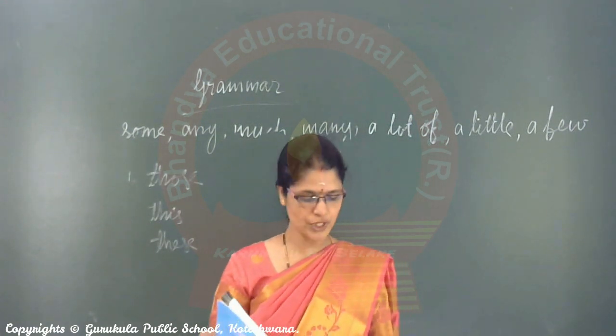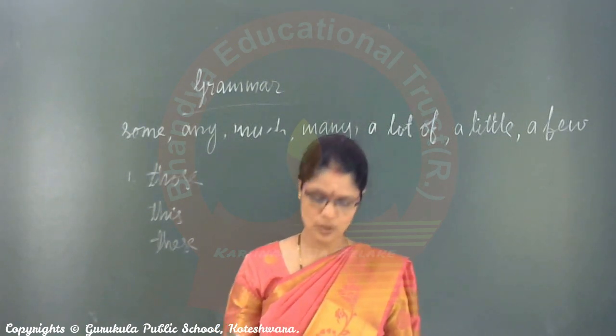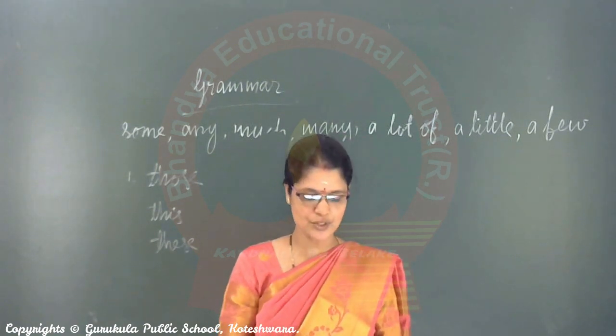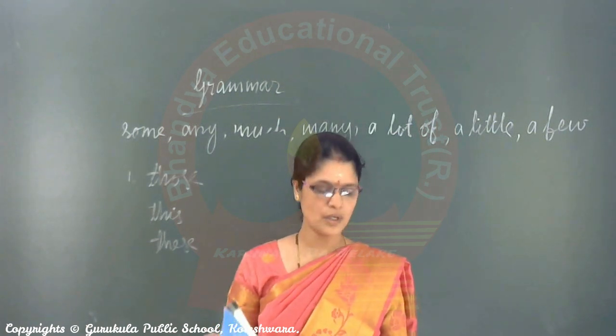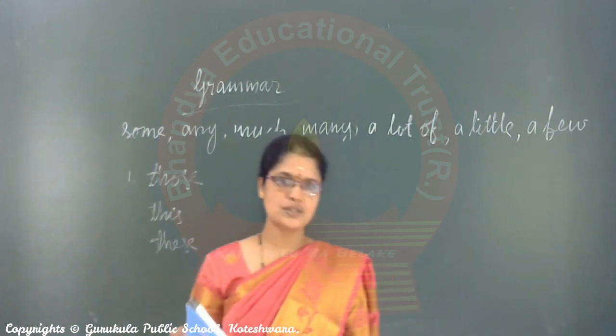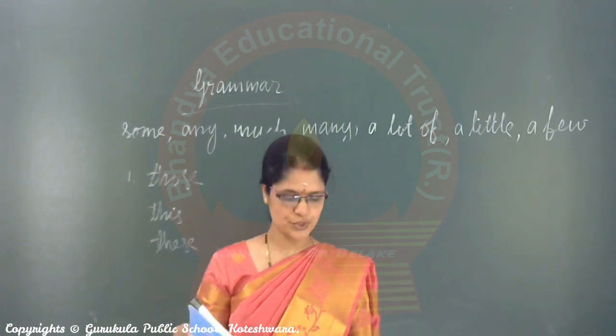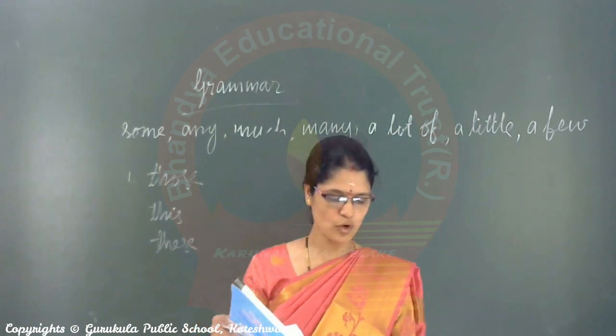Here two options they have given. You should cross out which one is wrong. This one is homework for you. Now come to the next page. Page number 42. There is A activity. Cross out the wrong option.